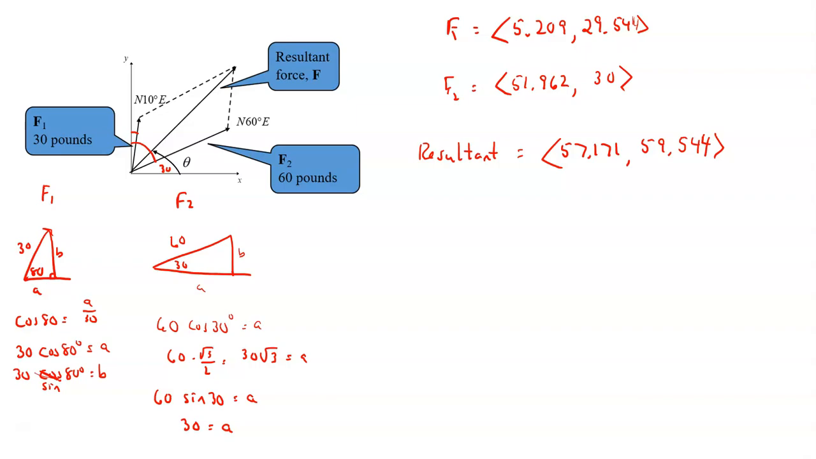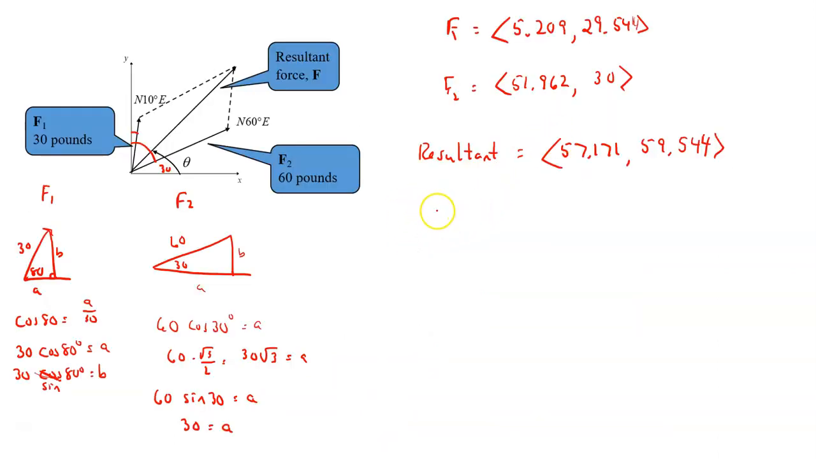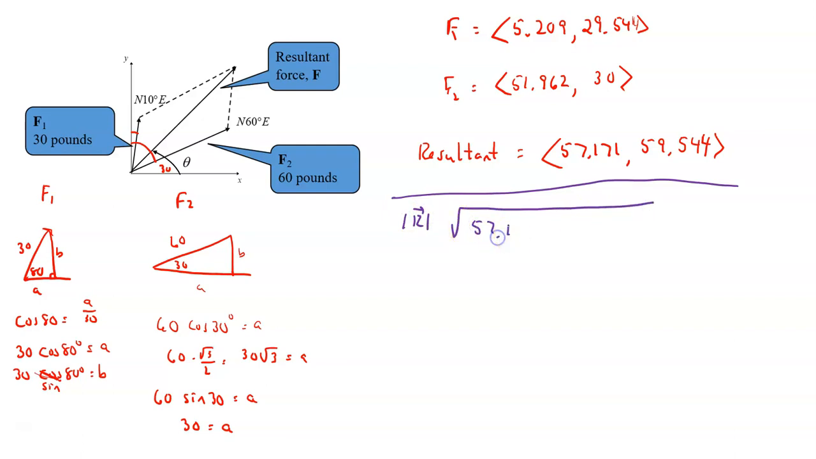What was the question I was supposed to answer? Here, let's go back to the question. It says, find the magnitude to the nearest hundredth, direction angle to the nearest tenth of a degree. All right, so the magnitude might get a little bit goofy looking because it's got decimals in it, but it's a pretty easy calculation. So, magnitude of the resultant is going to be the square root of 57.171 squared. So there's the first coordinate squared, 59.544 squared. Add them together, take the square root. You do that, I do that, we'll compare answers.